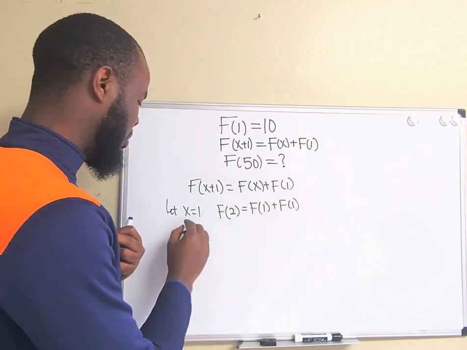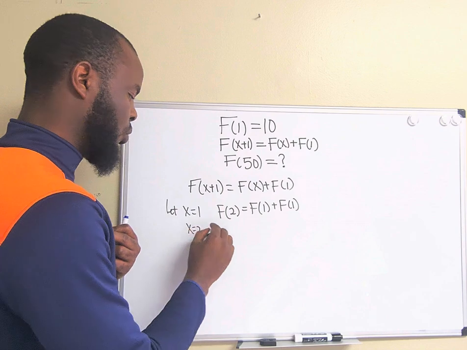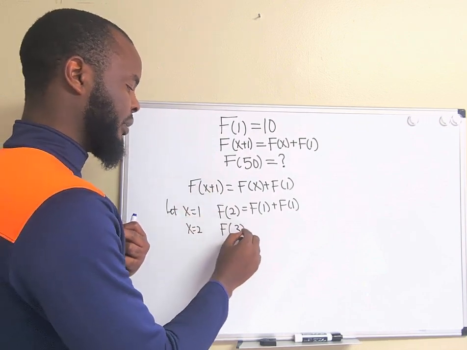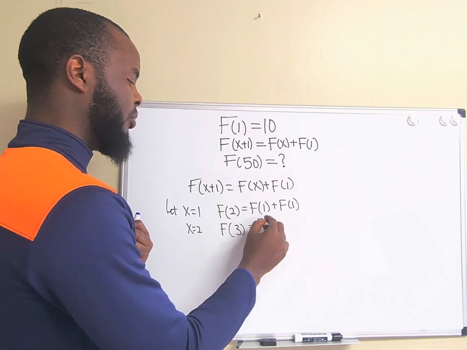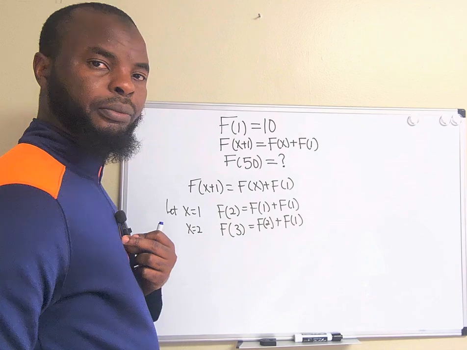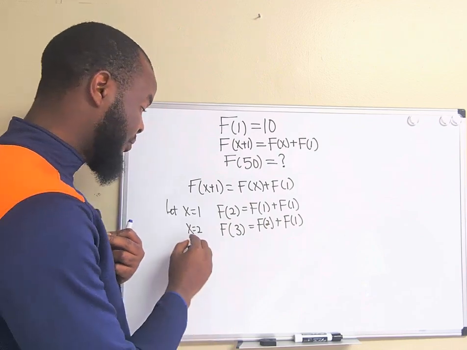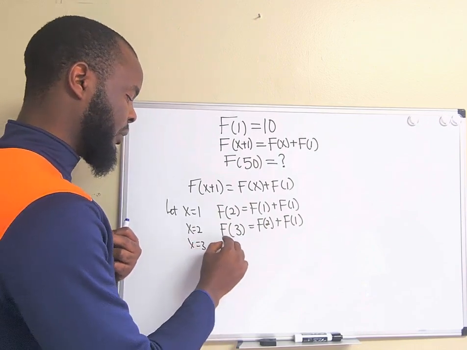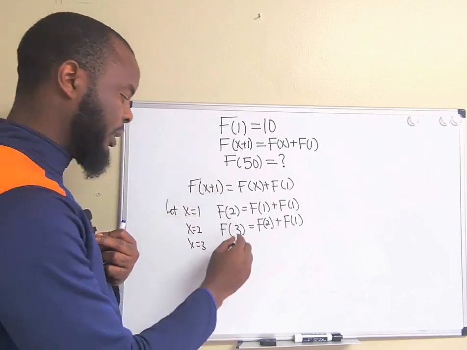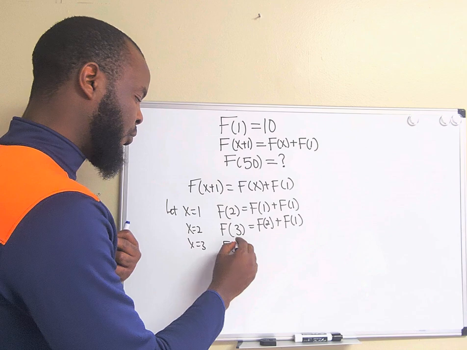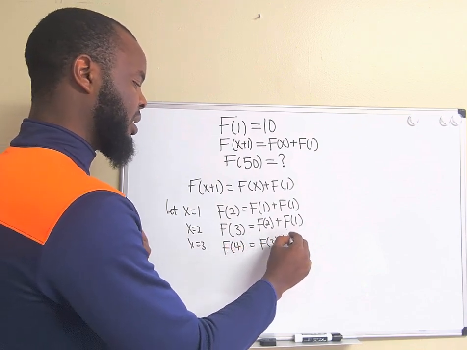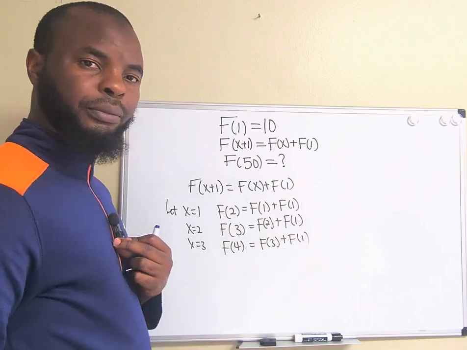We have this. If x is 2, we have 2 plus 1, which is 3. This is f of 2 plus f of 1. If x is 3, we have 3 plus 1. We have f of 4 equals f of 3 plus f of 1.